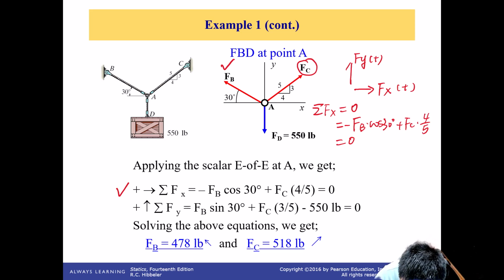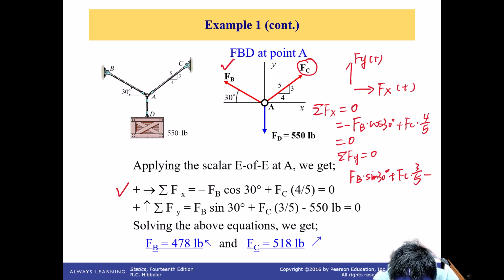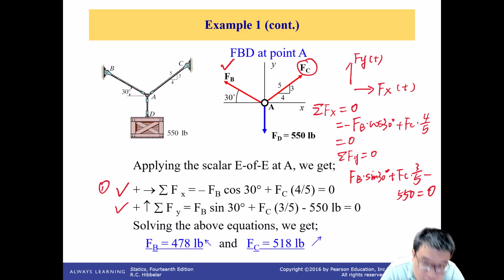And the sum of Fy equals 0. It will be Fb times sine 30 plus Fc times 3/5. Those two are positive because they are in the upward direction. And then minus 550 equals 0. That's how we get this equation. Let's call the first equation 1 and this equation 2.